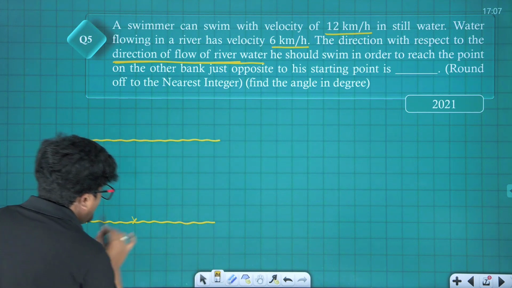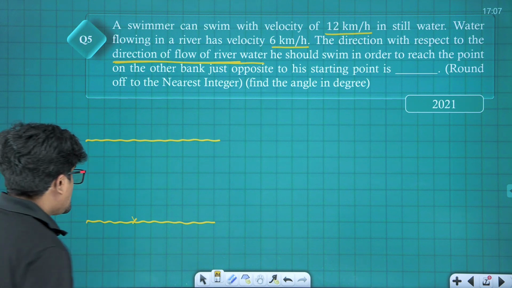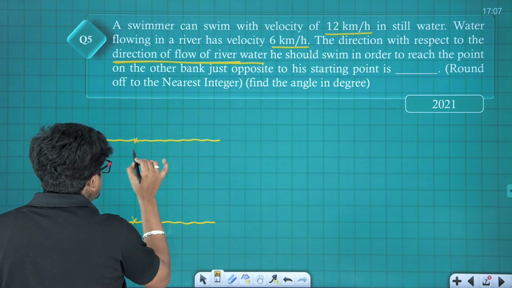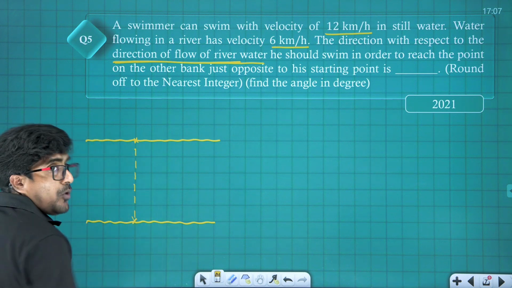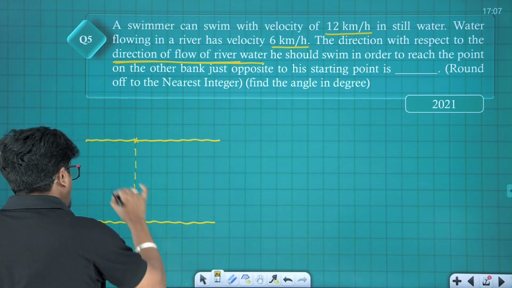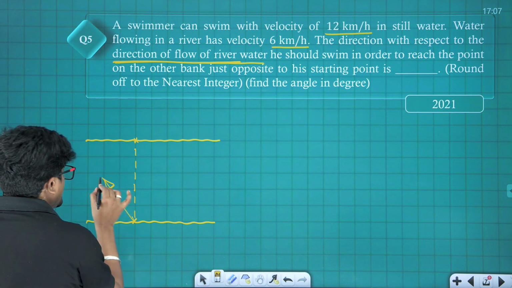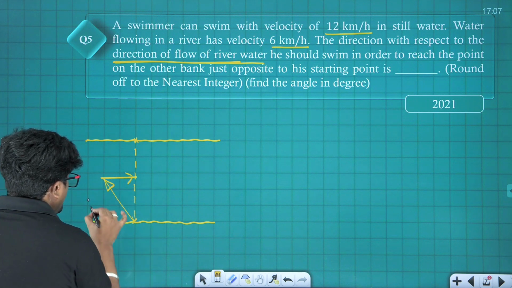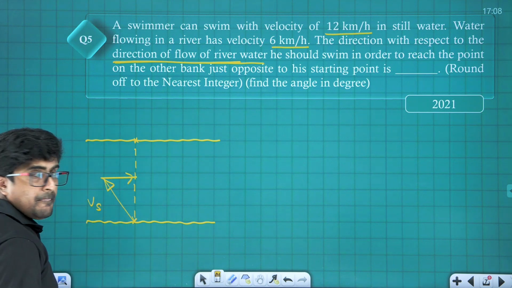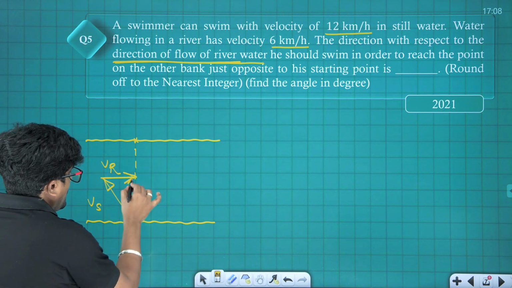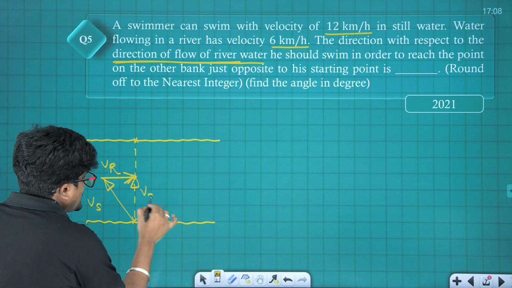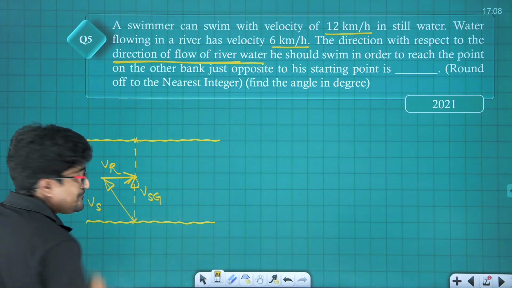Here this is the point from where I want to start the swimming, and here this is the point where I want to reach. So to reach in this direction, definitely, as you know, I need to head in this direction. Here this is the velocity of the swimmer, and here this is going to be the velocity of the river, and here this is going to be the velocity of the swimmer with respect to the ground.